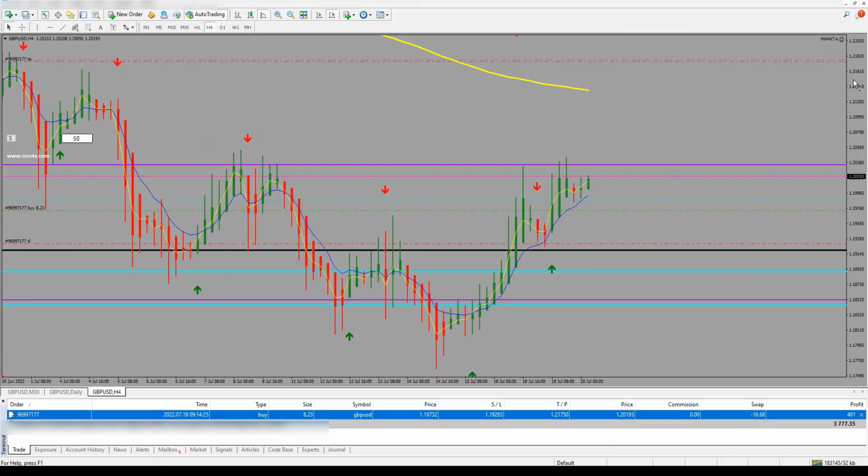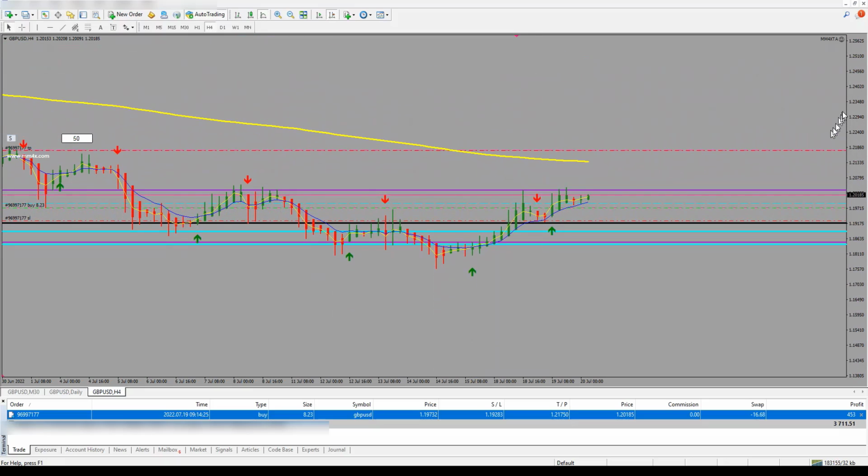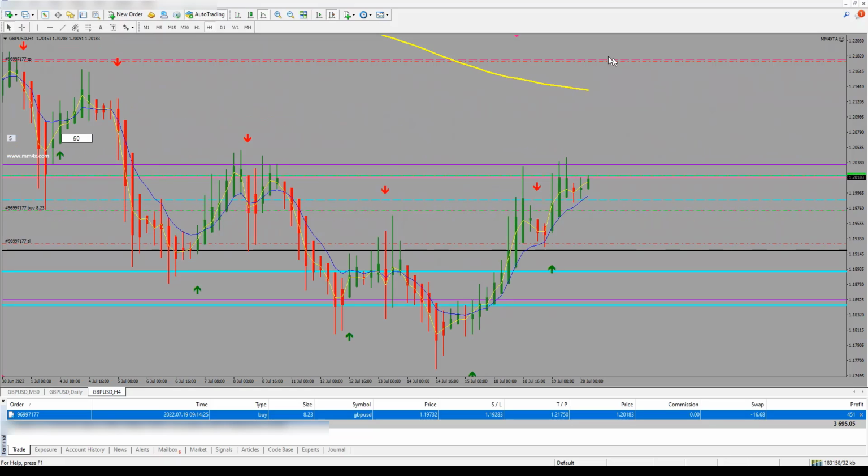The monthly trend, the high of the month. I'm going to give you the price levels. The high of the month is 1.21773. You'll see that right here. This dotted pink line is the high of the month, okay?